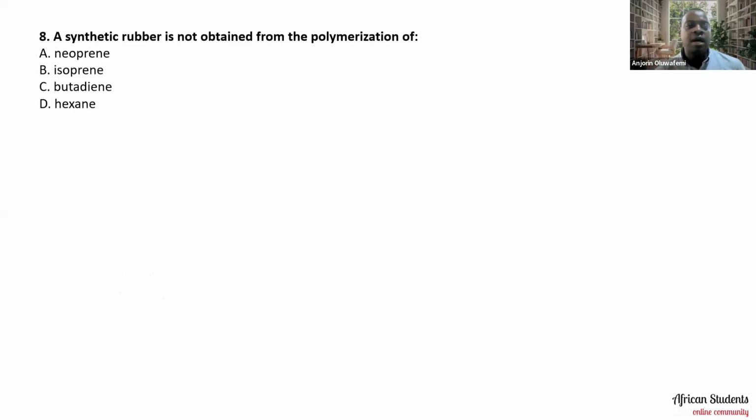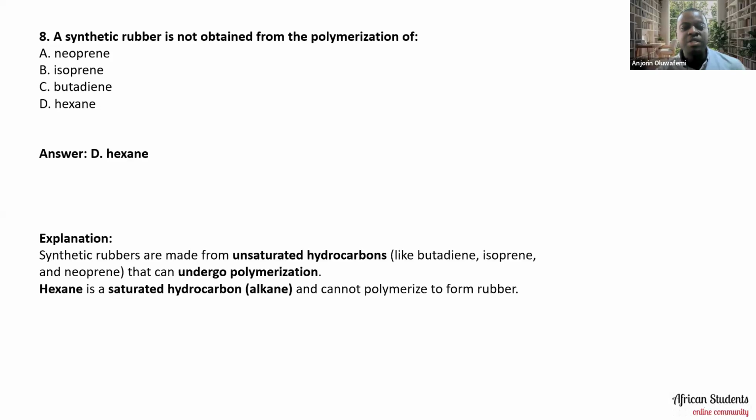Okay, moving along now. A synthetic rubber is not obtained from the polymerization of neoprene, isoprene, butadiene, or hexane. The keyword is not. The answer here is hexane. The reason is that synthetic rubbers are made from unsaturated hydrocarbons like butadiene, isoprene, and neoprene that can undergo polymerization.